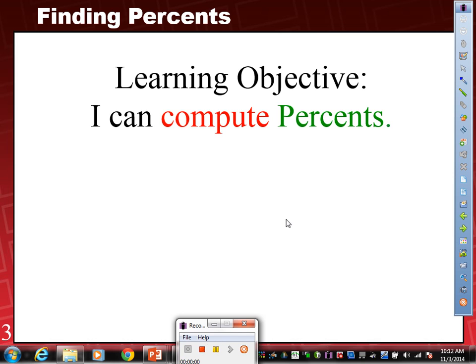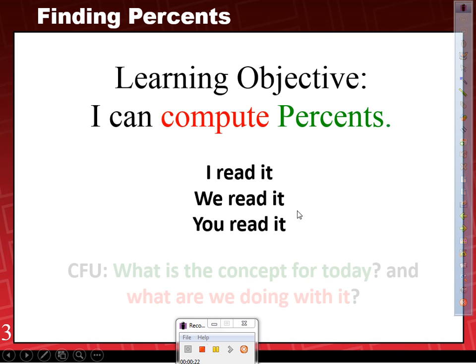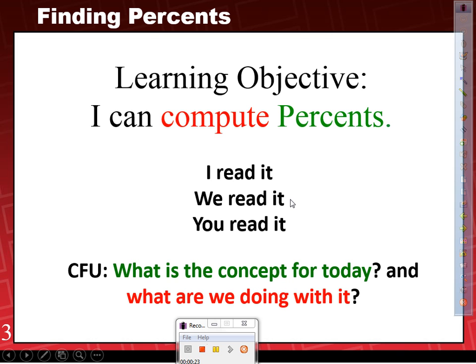Our objective for today: I can compute percents. So if we do it together, 1, 2, 3, I can compute percent. We started with percents last week, just changing fractions to decimals and percents. Today we're going to start finding percents of numbers. Okay, so write your objective down at the bottom left.